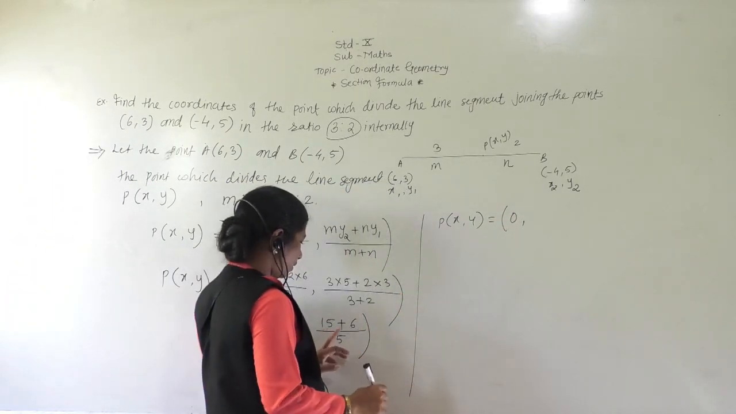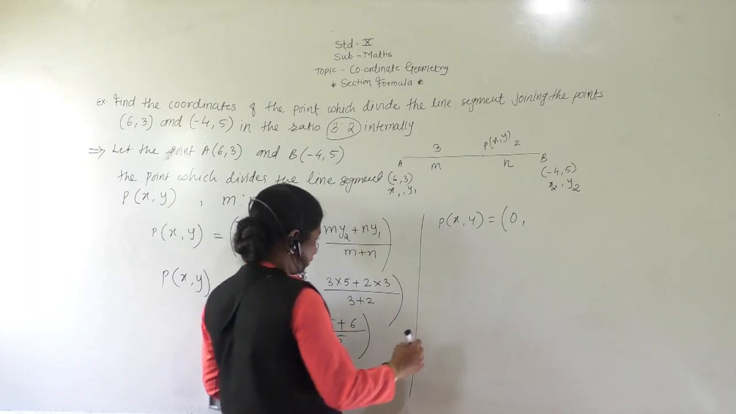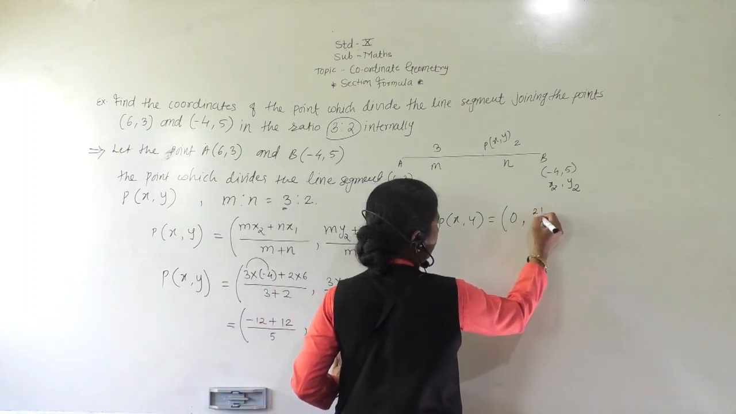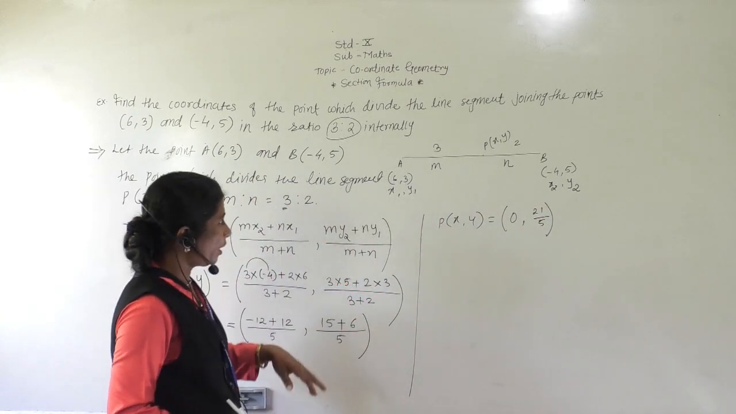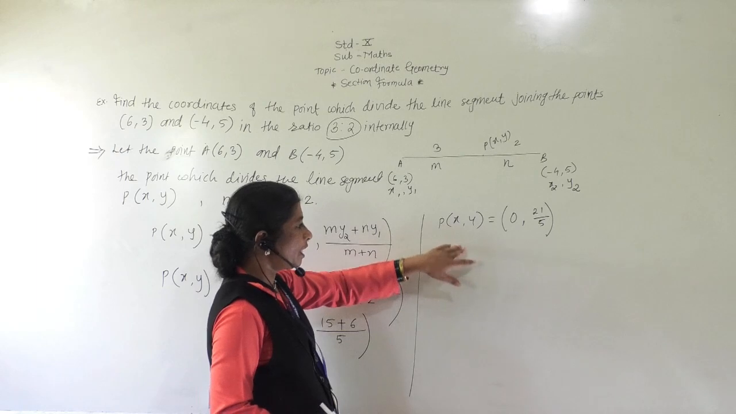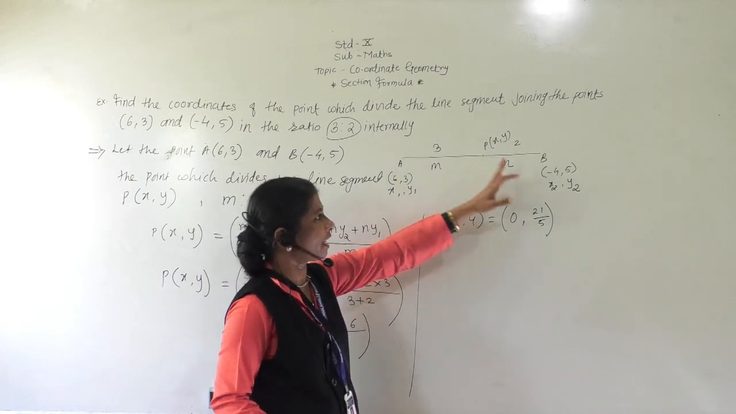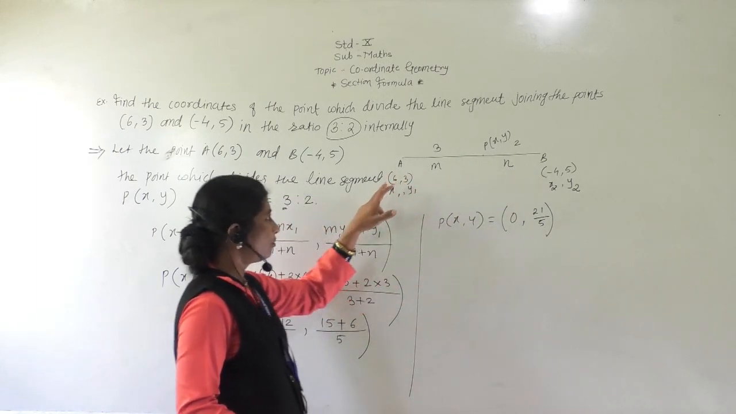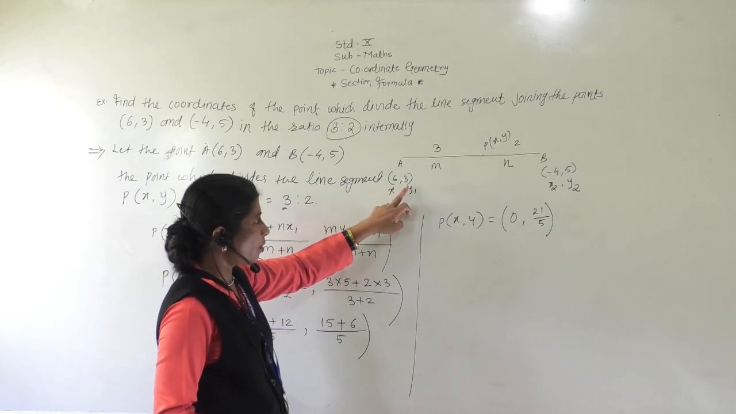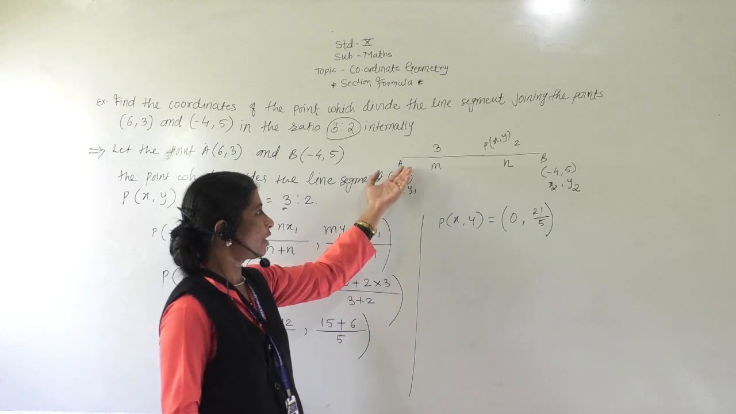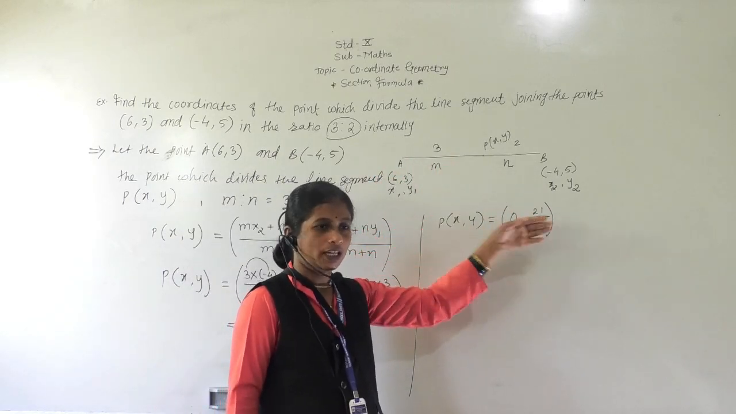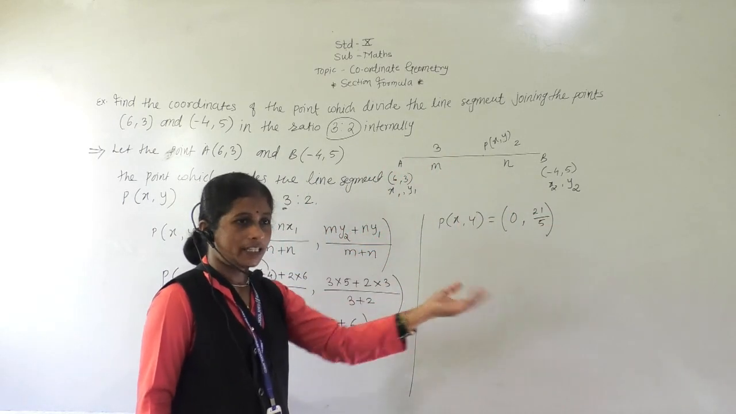By 5. Okay, so 21 by 5. So these are the coordinates of the point P which divides the line segment AB, with points (6, 3) and (-4, 5), internally in the ratio 3:2. Okay, now we will see the next example.